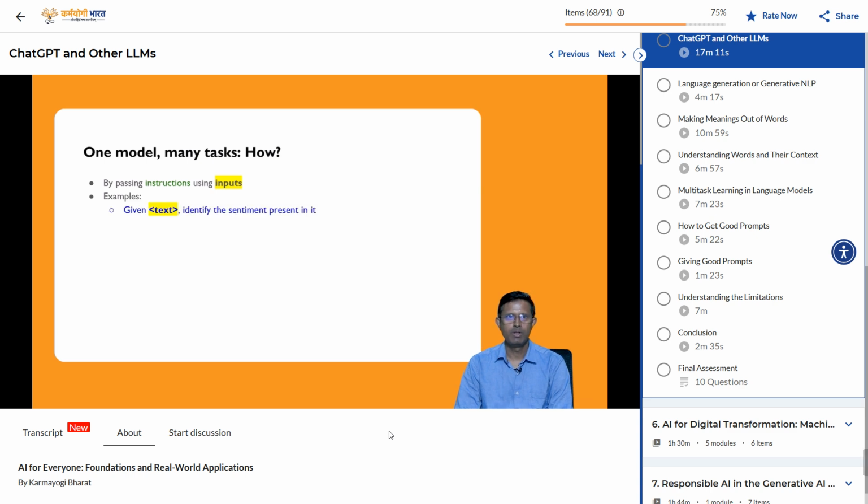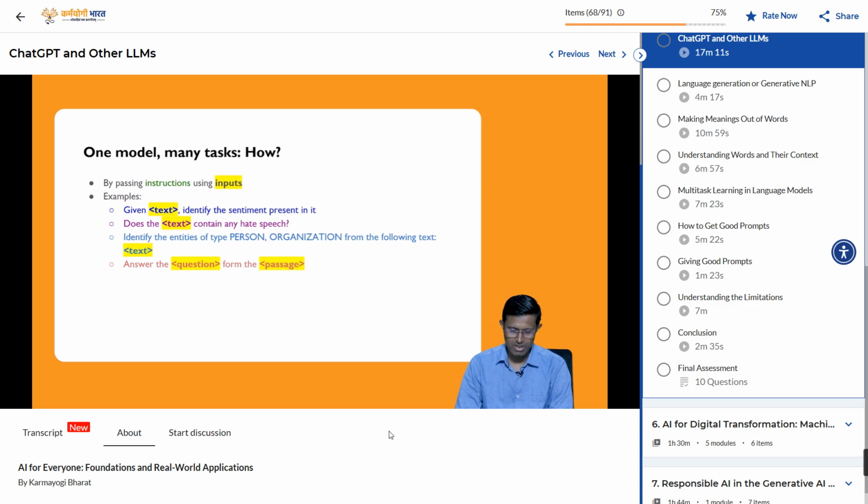For example, given a text, identify the sentiment present in it. So this entire thing goes as an instruction. Now the instruction gives a very clear indication that we want to identify sentiment, but it is based on some text that we are inputting. So that's the specific input for the sentiment analysis. Then for hate speech detection, it could be like, does this text contain any hate speech? Then for NER, named entity recognition, suppose we are interested in only the person and organization, so we can say identify the entities of this type from the following text, and then we give the text. For question answering, we can say answer the question from this passage, right?